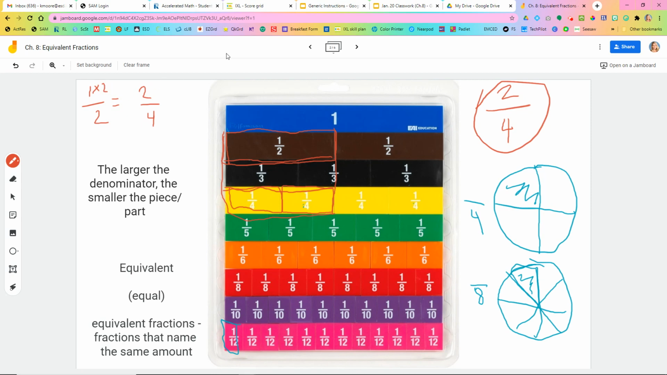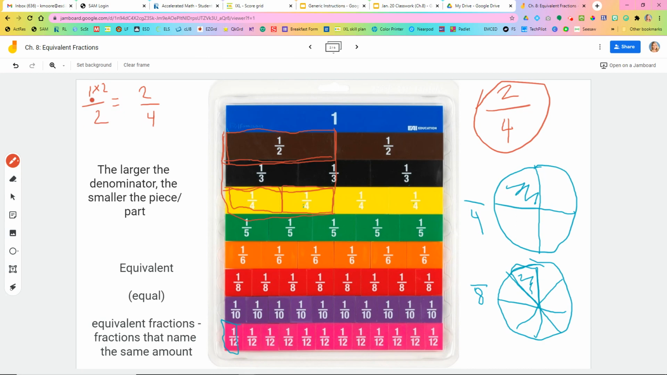Now, here's where we have my golden rule in math. The golden rule in life is do unto others as you would have them do to you. The golden rule with fractions is kind of similar. If I do it to the numerator, I've got to do it to the denominator. Or if I do it to the denominator, I have to do it to the numerator.